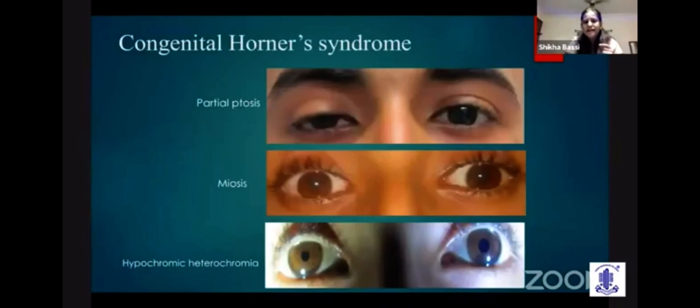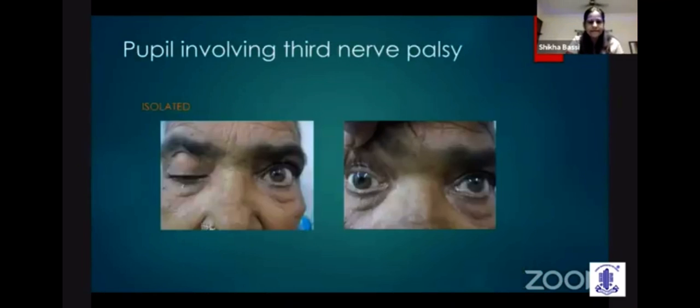Now, if an adult presents with the same features, that is ptosis, miosis, and hypochromic heterochromia and is asymptomatic, then you have to ask for older photographs and look for the ptosis and miosis, which has been there since early childhood. In such a case, you don't have to order very elaborate investigations for Horner's because you could be seeing a case of congenital Horner's.